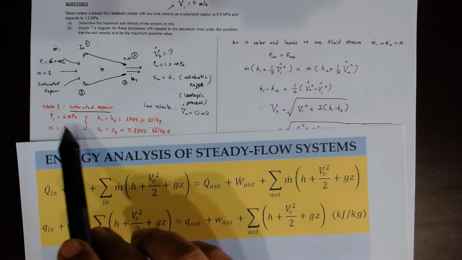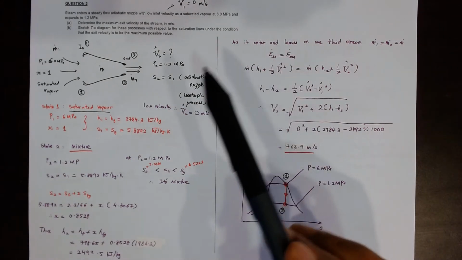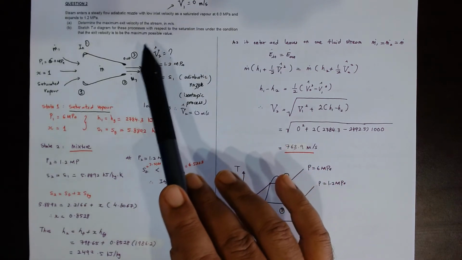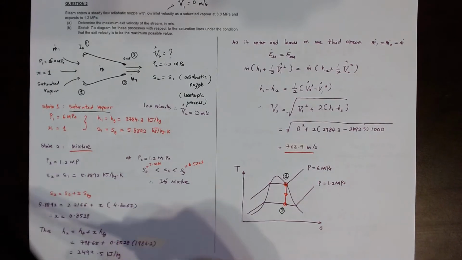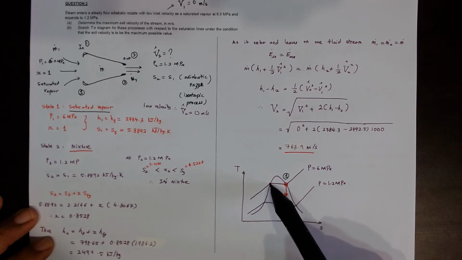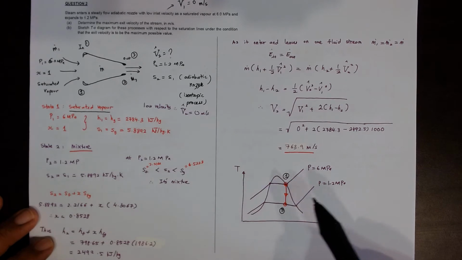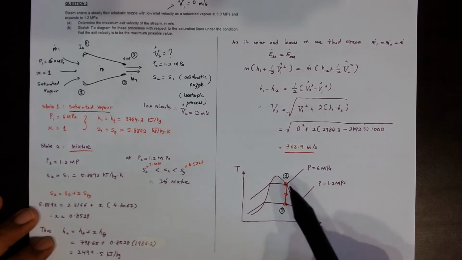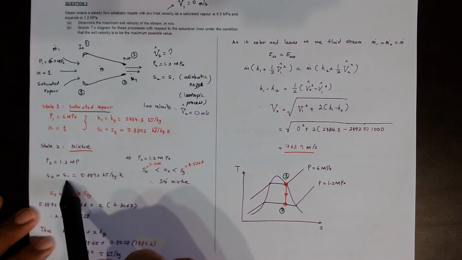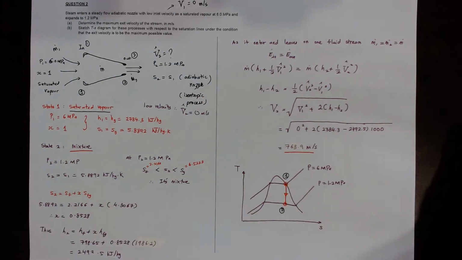Now we need to find H1 and H2 to get the final answer, which is the exit velocity. The challenge is that the steam enters as saturated vapor at 6 megapascal. Saturated vapor means X equals 1. If you forgot, here is the diagram: this is compressed liquid, saturated liquid, this is the area of mixture, saturated vapor exactly at this point, and over here is superheated. So the inlet is exactly here. Because this is an isentropic process, S2 equals S1, so the value we get here is the same as S2.